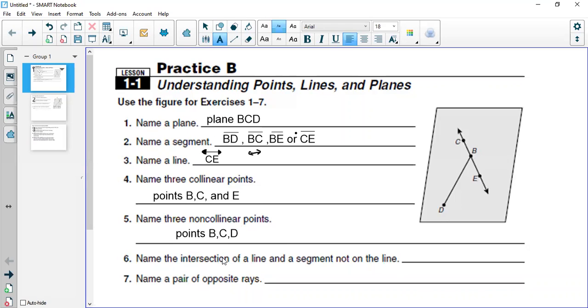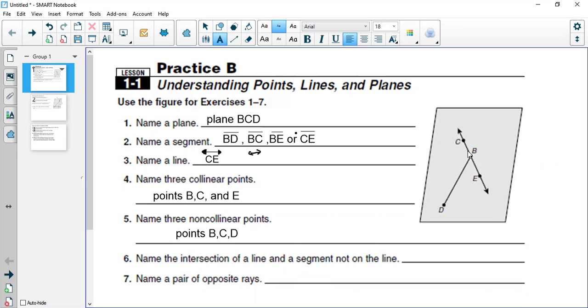Okay, question number 6. Name the intersection of a line and a segment not on the line. So look at the figure very carefully. They said intersection of a line. The line we have is this, okay? And the line and a segment we have is this. And they said not on the line. Now what do they mean? A line and a segment.